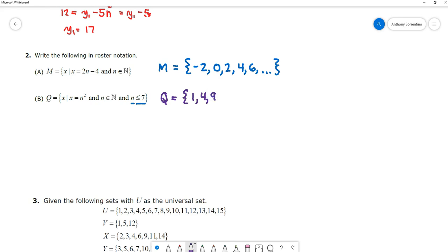So I would just have to continue this list until I end up with 7 squared, which is 49, and then I get to end my list. I don't have to put the symbols indicating it keeps going, because it doesn't. It's a finite list for this. So you have to be sure that you know the difference between a finite list and an infinite list when you look at the notations. So moving on to the next problem.